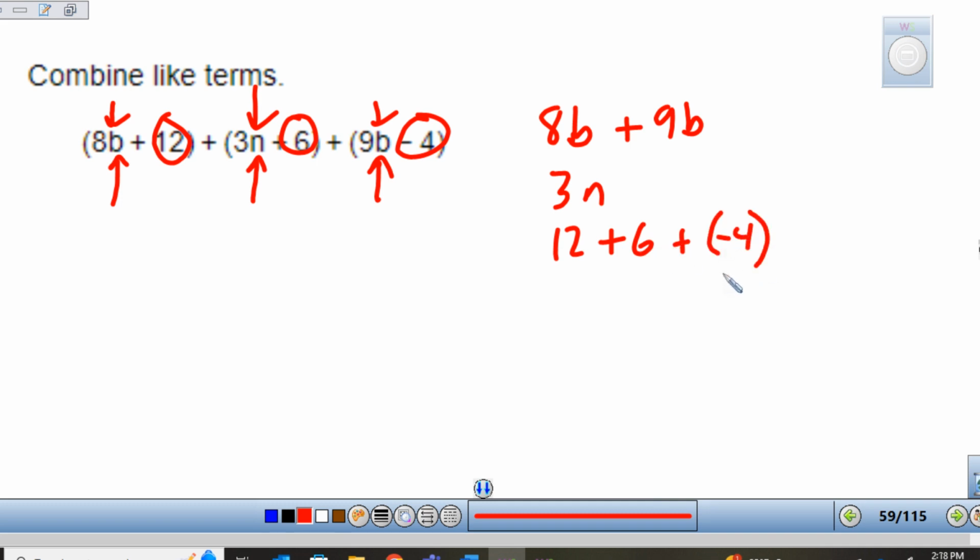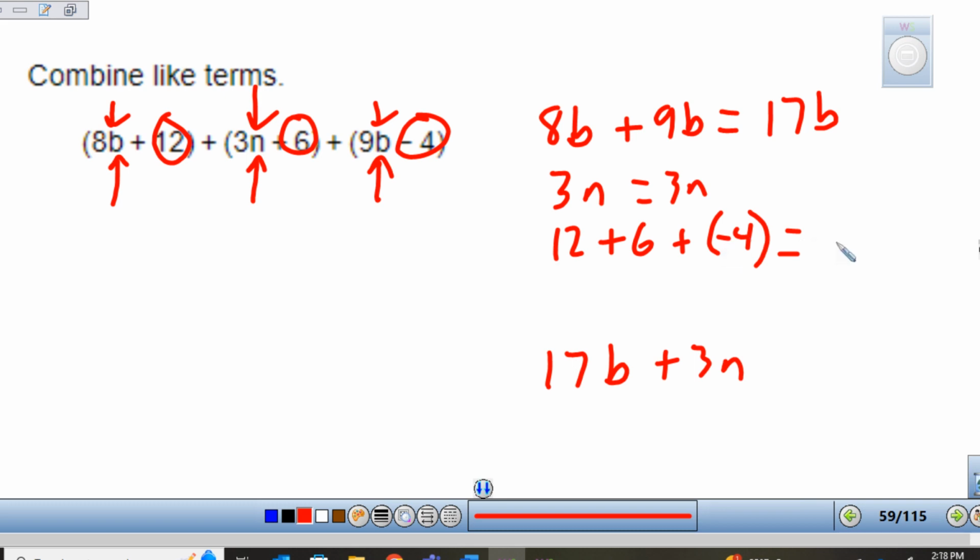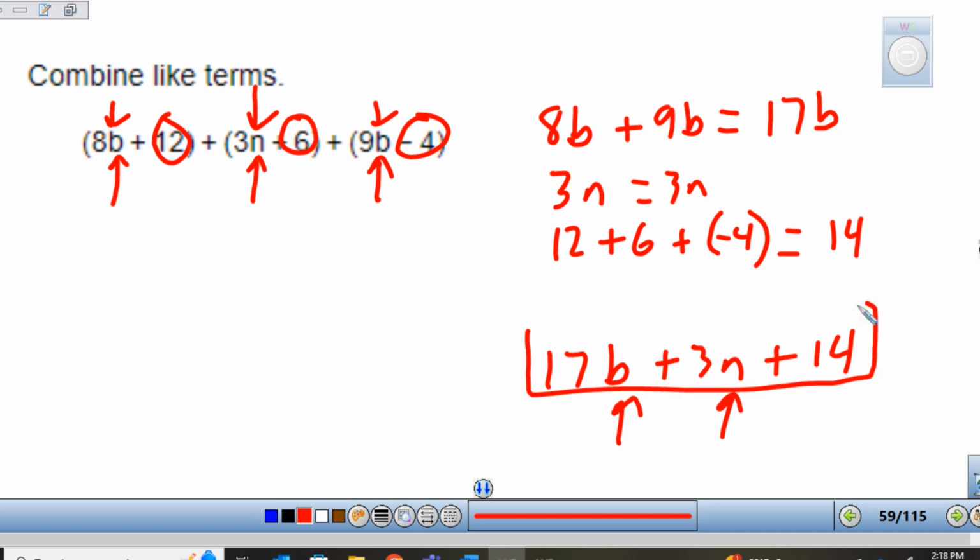Alright, so let's start with the b terms. 8b plus 9b will give us 17b. Then we can just add the 3n because there's no other terms to deal with. Then we add the constants. 12 plus 6 is 18, and 18 minus 4 is 14. So we go plus 14. This is our answer. Make sure you note that we do have two separate variables. We cannot combine them because they are not alike. And this answer checks out.